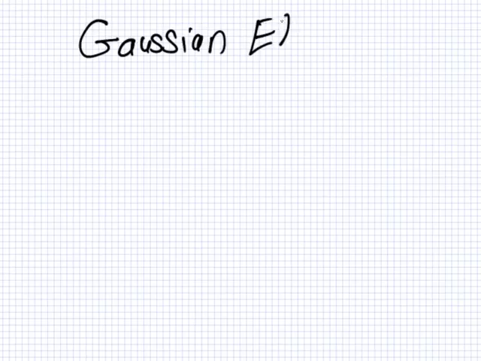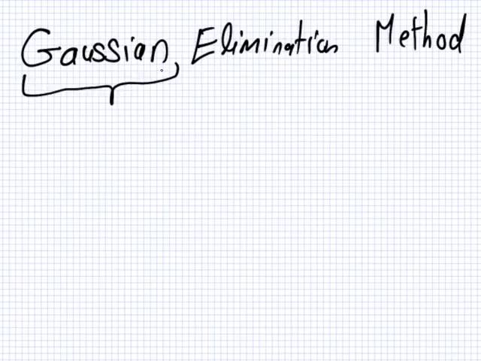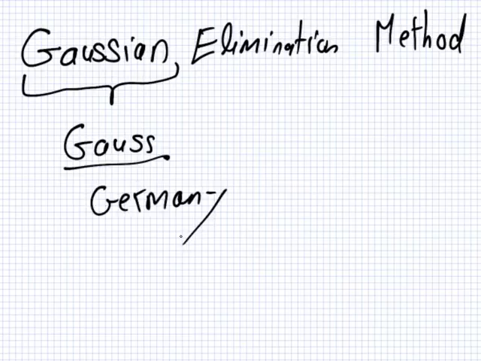Gaussian elimination method. This word is actually a person's name, so it doesn't mean anything, it's his name. It's like saying Stephen's elimination method. There's no meaning, it's just a name. His name is Gauss. He's from Germany. He made this.